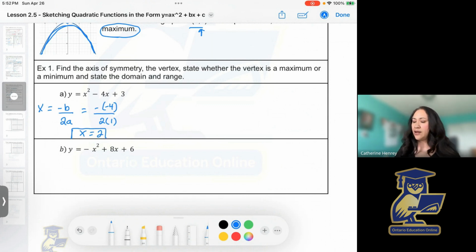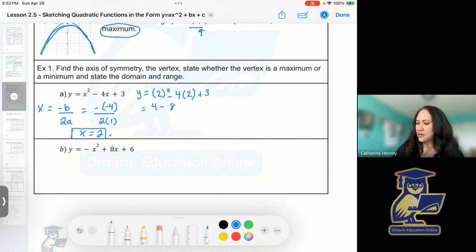Now, to find the y value for my vertex, I have to plug this x equals 2 into the function that I'm looking at. So y equals 2 squared minus 4 times 2 plus 3. I simplify this. This is 4 minus 8 plus 3. And it looks like y equals negative 1. So now we know the vertex is 2, negative 1.